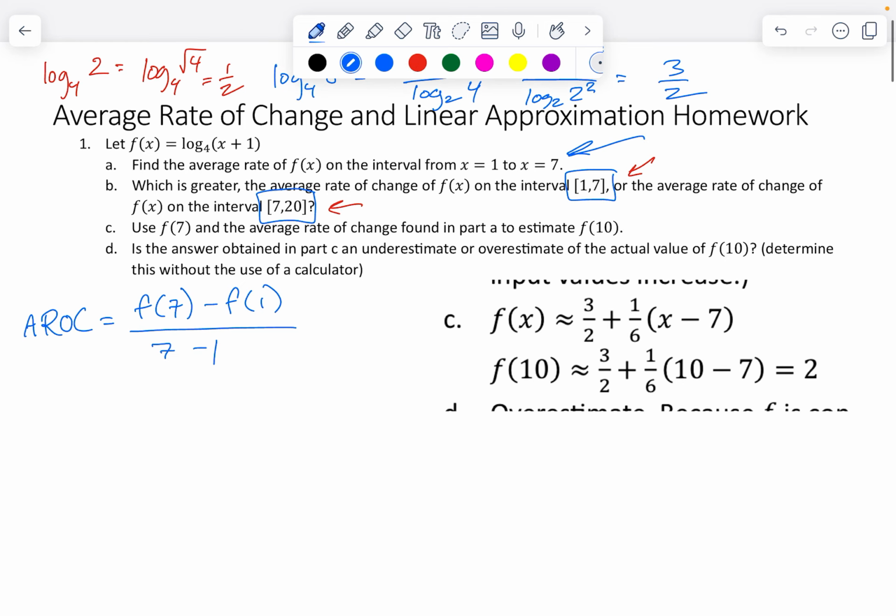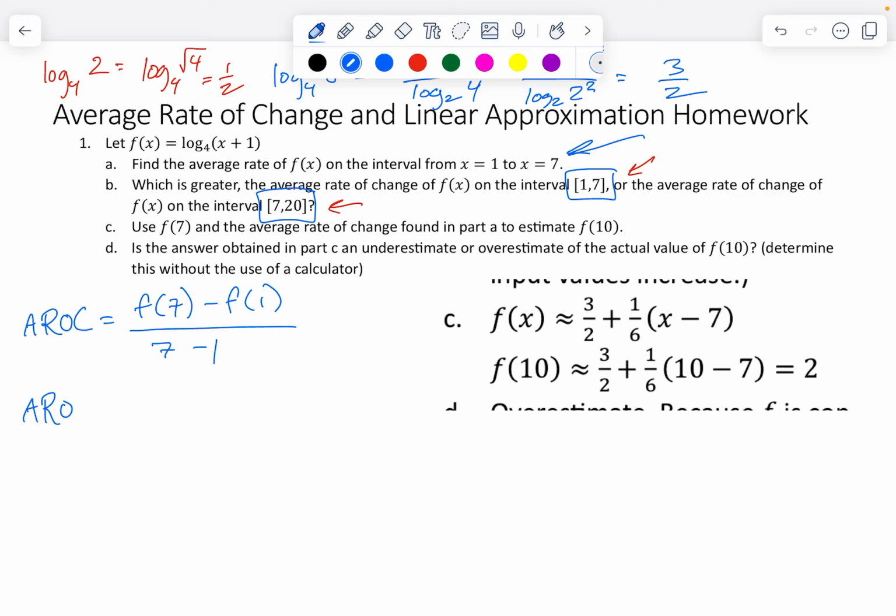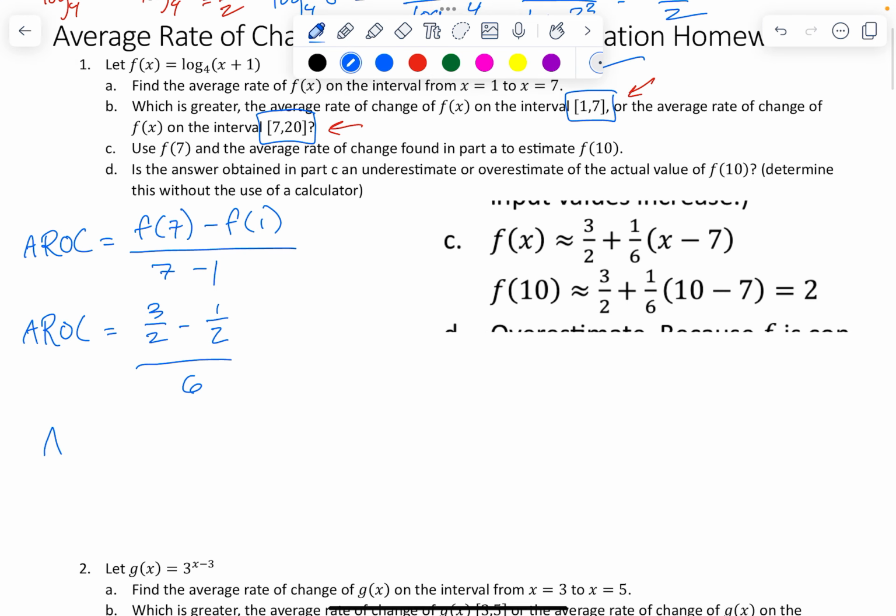Okay, so we can say that the average rate of change is equal to 3/2 minus 1/2 over 6. So this is 1 over 6. So the average rate of change here is 1/6.